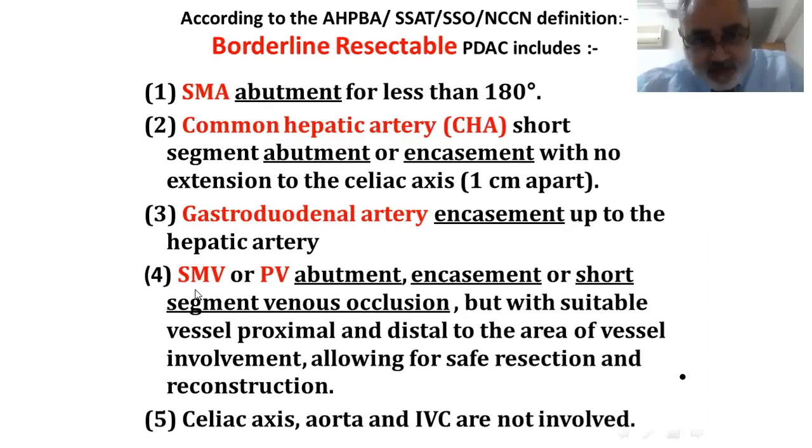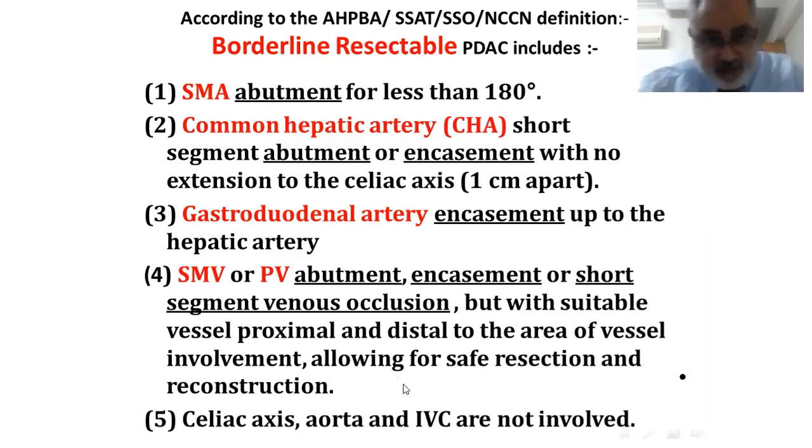If there is a superior mesenteric vein or portal vein abutment, encasement, or short segment venous occlusion, but with suitable vessel proximal and distal to the area of the vessel involvement, allowing for safe resection and reconstruction, then it is a borderline resectable tumor. This distance of involvement is suggested by the surgeons to be about 2 centimeters.